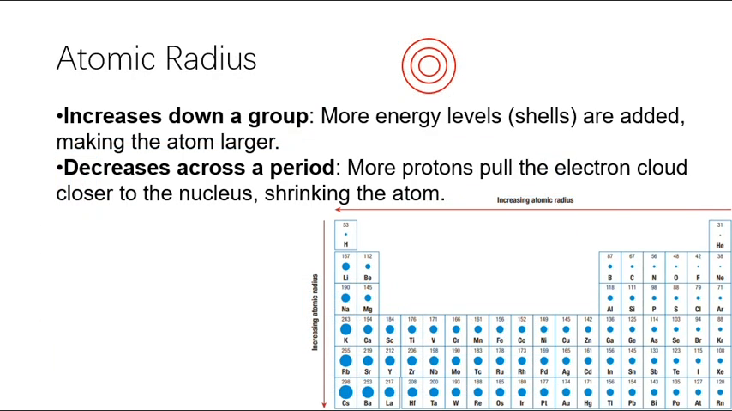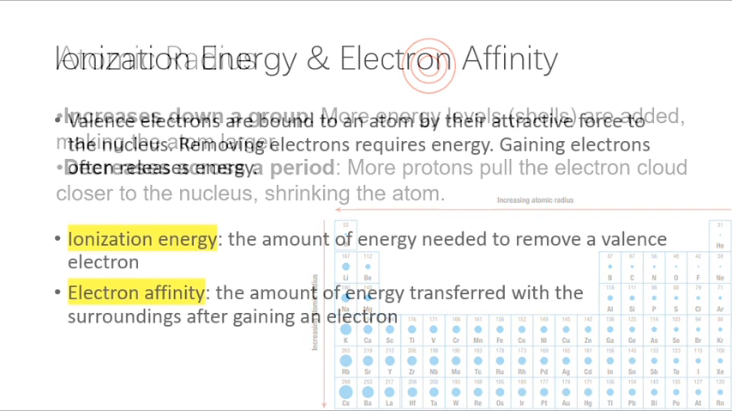As you can tell from the diagram, the atomic radius increases down a group, since more energy levels are added, making the atom larger. And the atomic radius decreases across a period, since more protons pull the electron cloud closer to the nucleus, shrinking the atom.